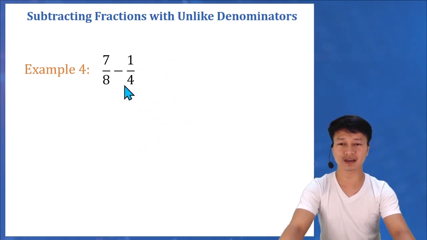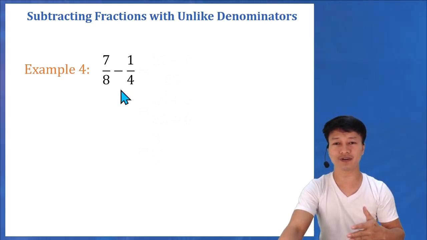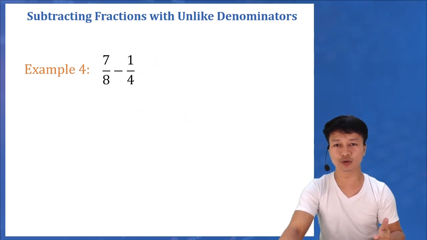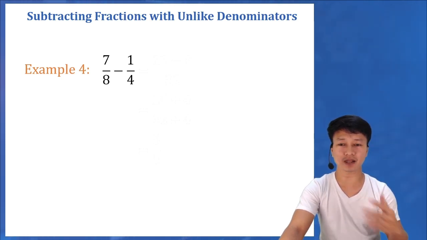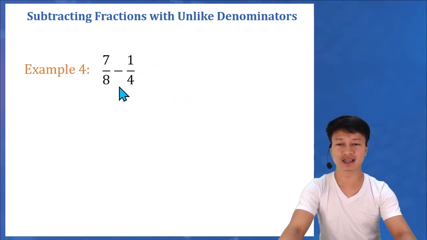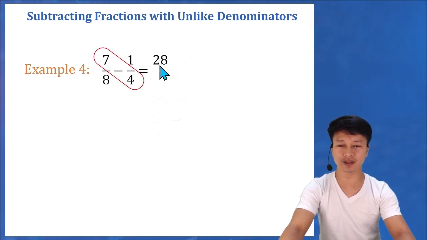So ano gagawin natin? It's either we find the least common denominator by finding the LCM, or we may also apply the butterfly method. Okay, so let us use the butterfly method for an easy process. We have 7 times 4 is 28 minus 1 times 8 is 8 over the product of the two denominators 8 and 4 which is 32.